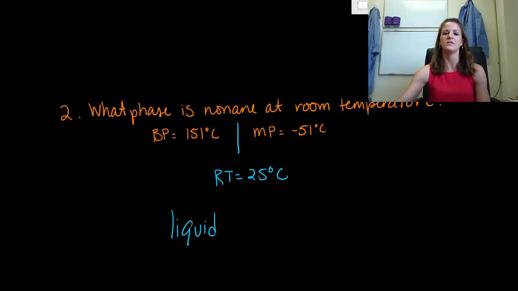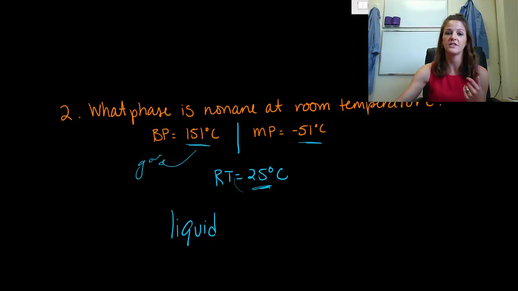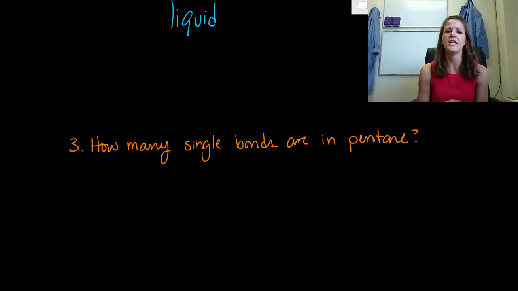Okay, you have a liquid. At -51, it's going to go from a liquid to a solid, so we're definitely at liquid phase at 25. And then we know at 151 degrees Celsius, it goes from a liquid to a gas. So we know we're definitely at a liquid here at room temperature, okay? Be able to do this. If I give you boiling point and melting point, you should be able to tell me what phase it is at room temperature, okay?